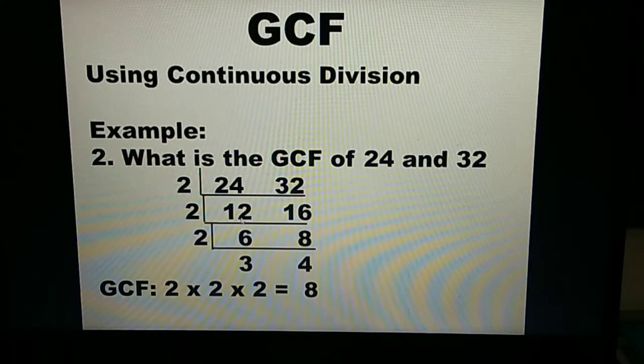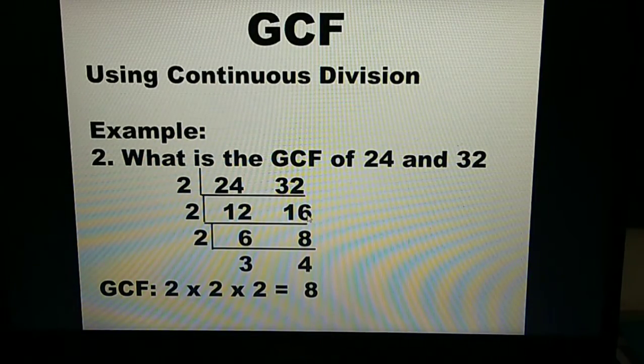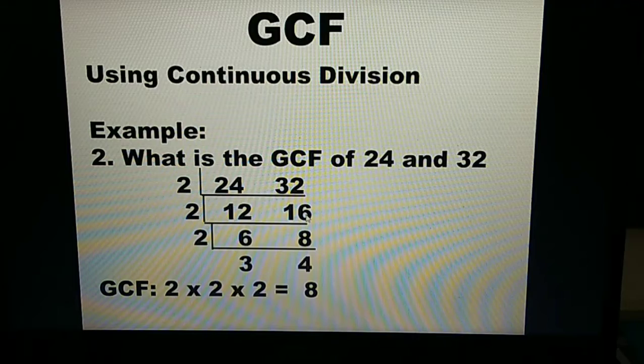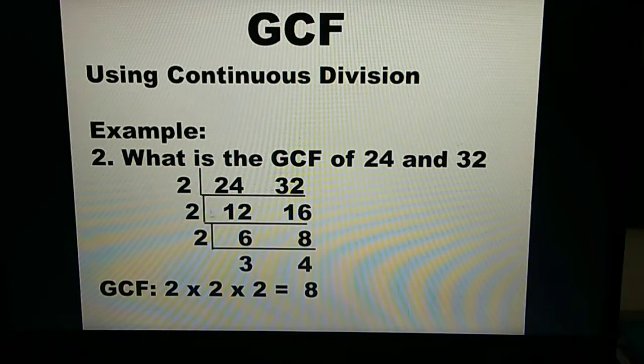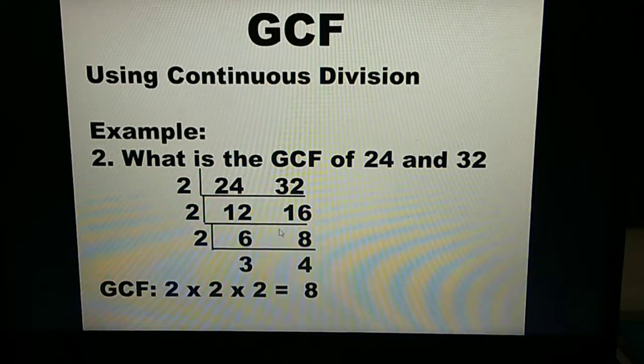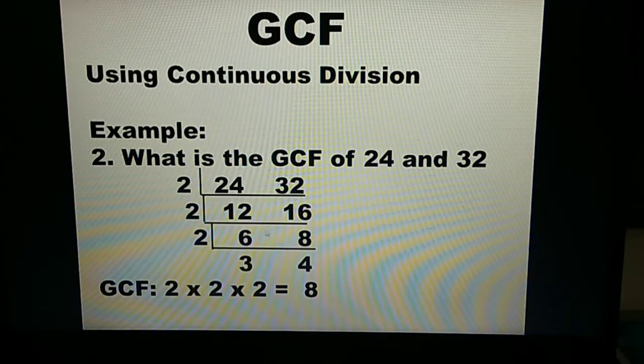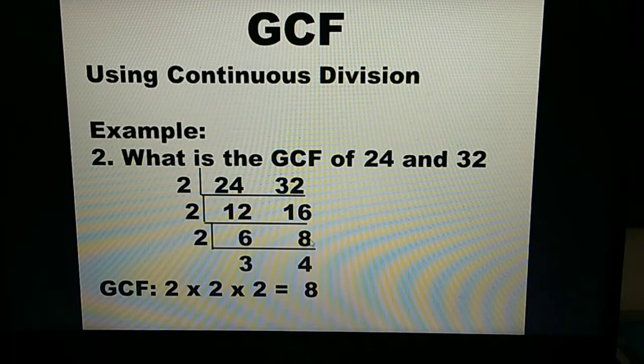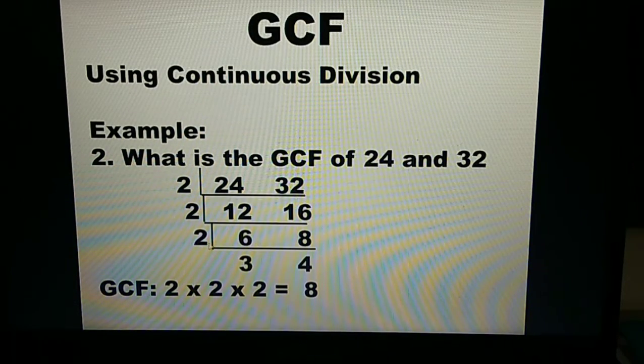So, we have here 12 and 16. Wherein, 12 and 16 have common factor or common divisor, which is, again, 2. Now, let us divide 12 divided by 2 is 6. 16 divided by 2 is 8. In the third row, we have 6 and 8. And still, 6 and 8 have common factor, which is 2. So again, let us divide.